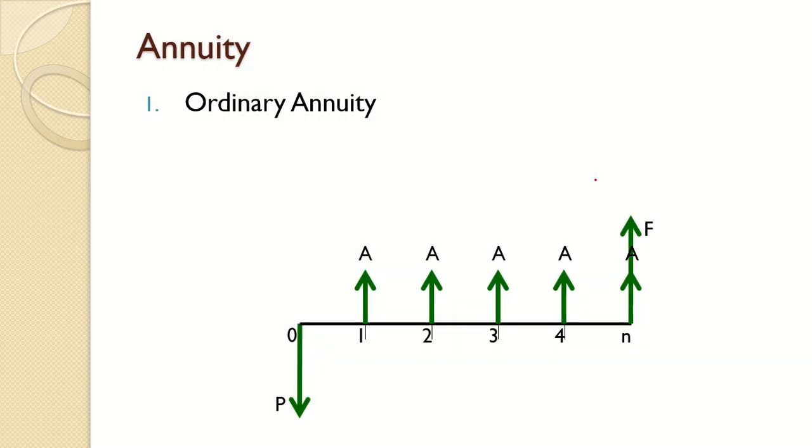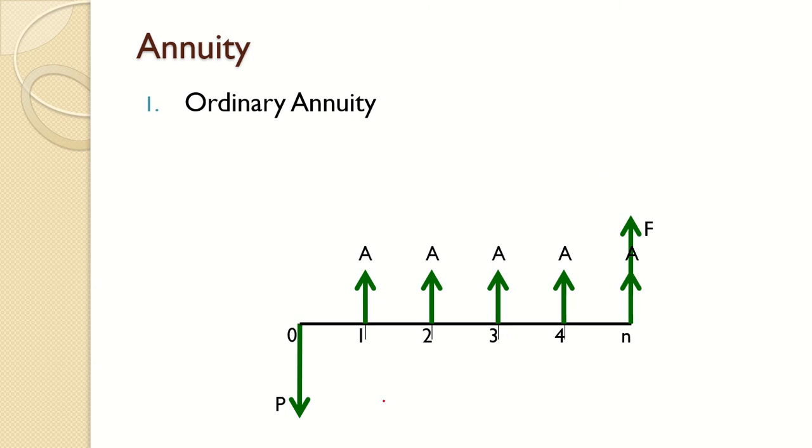So again, annuity is a series of equal payments at equal intervals or equal periods. So we have 4 types: ordinary, annuity due, deferred annuity, and perpetuity. So here's a cash flow example of an ordinary annuity.